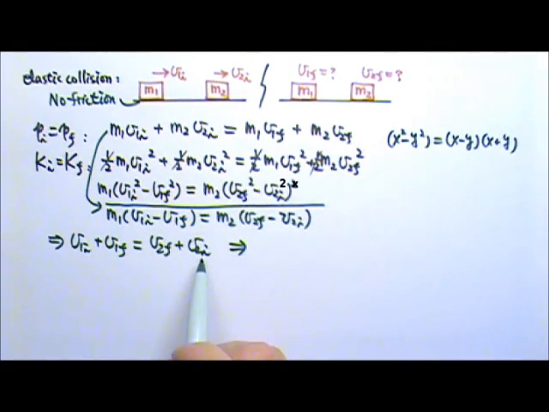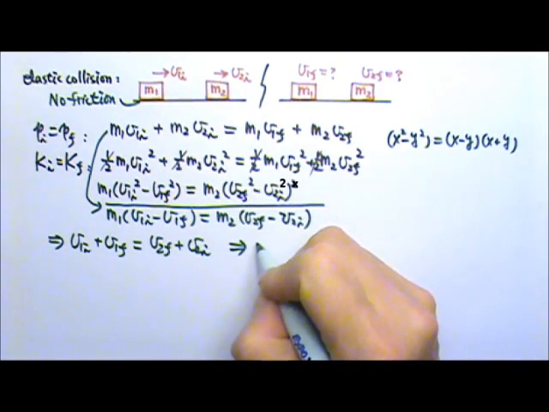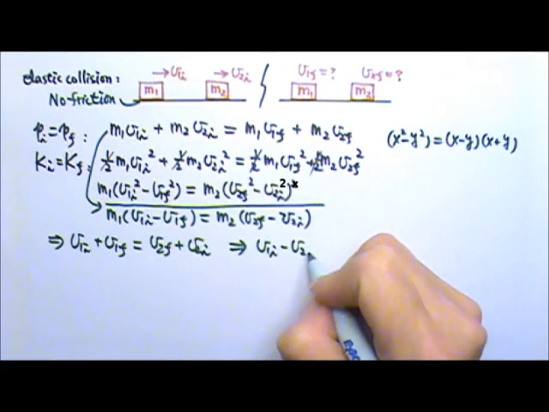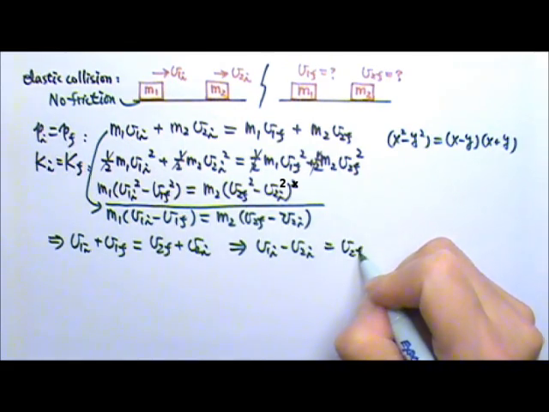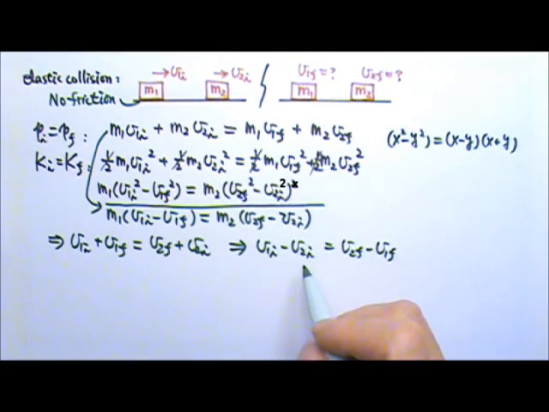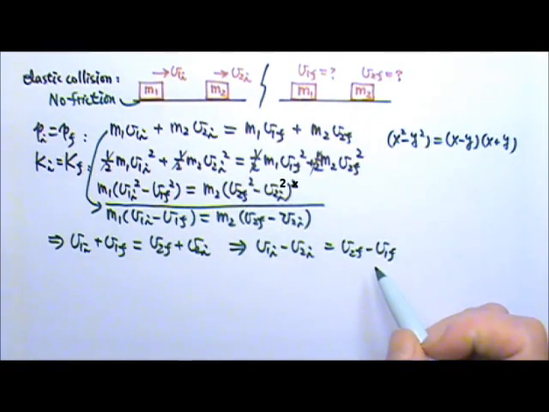The next thing I'm going to do is move the initial term back to the left side and the final term to the right side. So I'm going to get V1I minus V2I equals V2F minus V1F. And this is the velocity difference between the two blocks before the collision. And the velocity difference, if you remember, is also the relative velocity. So this is the relative velocity between the two blocks before the collision. This is the relative velocity between the two blocks after the collision.